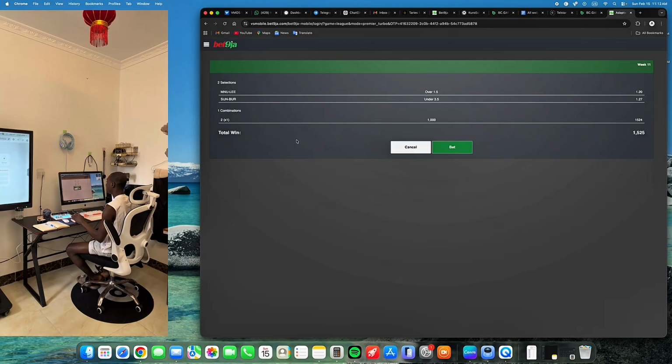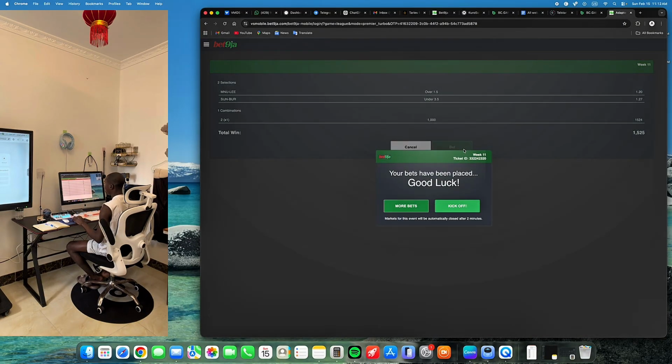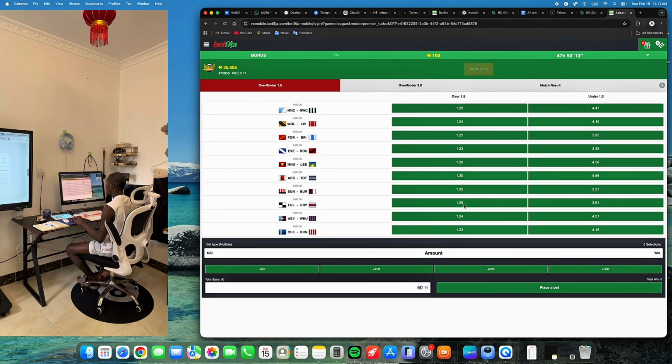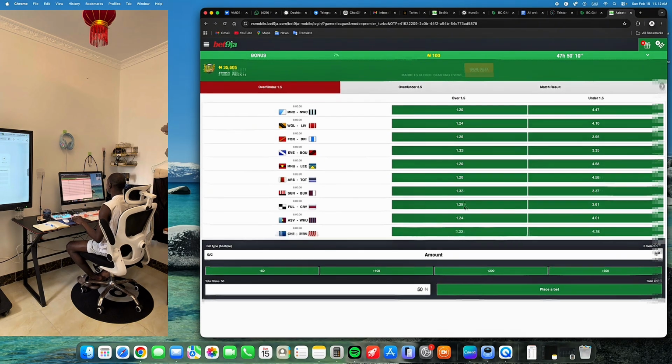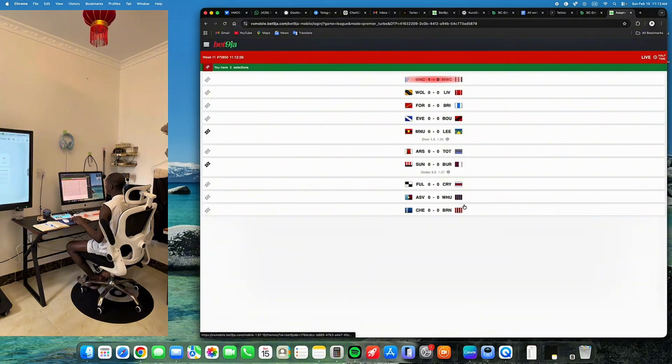So the total odd gave us 1.524. That means if we are using 1,000 naira, we'll make a total profit of 5,250. But this time I'm not seeing a bonus. I think bonus usually comes when you accumulate up to 3 games, because previously we have accumulated up to 3 games and we got a bonus in them all except for this one. So next time I'll try to make it up to 3 games. But just unfortunately, this game they paired two of the bottom teams together.